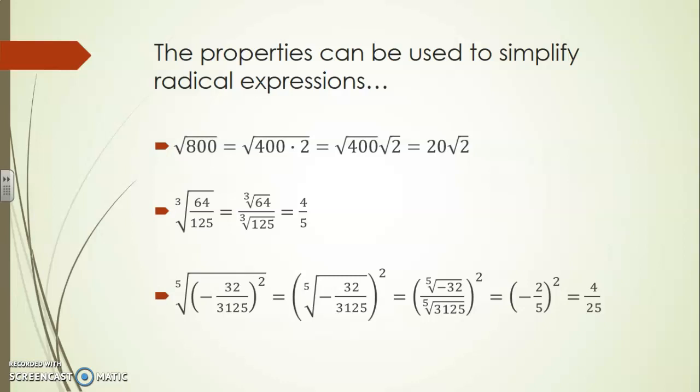So the fifth root of minus 32 and the fifth root of 3125. On the numerator, minus 2 is the outcome. On the bottom, the fifth root of 3,125 is 5. And then we have just to square the result. So we're squaring the minus 2 as well as the 5 to get 4/25.